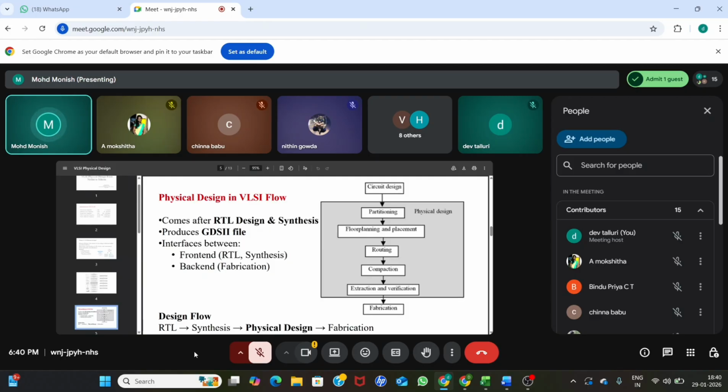Once the physical design is completed, physical verification and sign-off is done. This includes design rule check to verify manufacturability, and layout versus schematic to ensure the layout matches the netlist, and timing verification. After that, post-layout processing is done. So finally, the design is sent to the semiconductor foundry for fabrication, followed by packaging and testing.